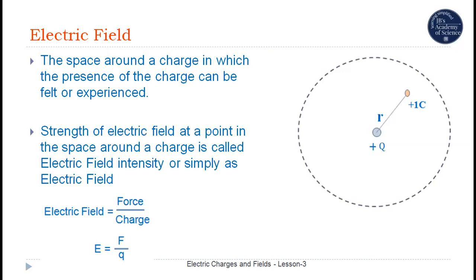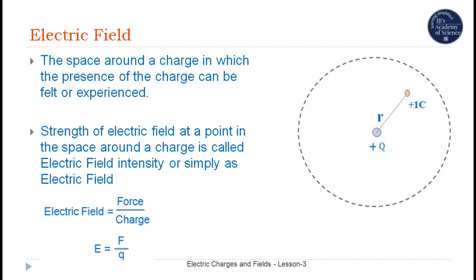Now, if you place some charge at that point, it will experience some force. Then what is the force experienced by unit charge? Force divided by the magnitude of the charge. For example, if you place a charge small q and it experiences a force F, then the force experienced by 1 coulomb charge is F divided by q. So this is the electric field intensity at that point.